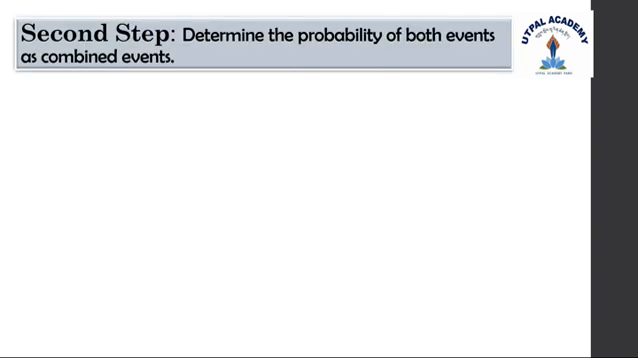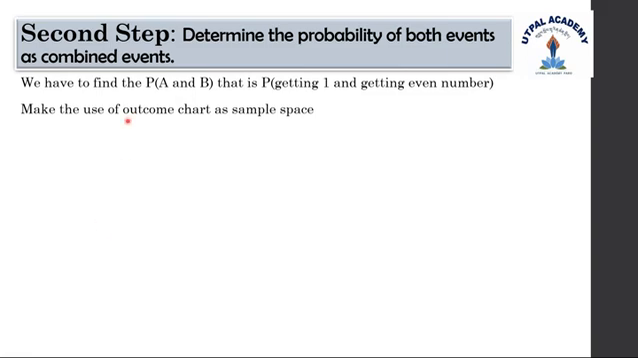Step 2, determine the probability of both events as a combined event. Step 1 was finding them as separate events. Now here we have to find them as a combined event. We have to find the probability of A and B, that is, the probability of getting 1 and getting an even number. Make use of an outcome chart as the sample space. So it is a bit different from step 1.